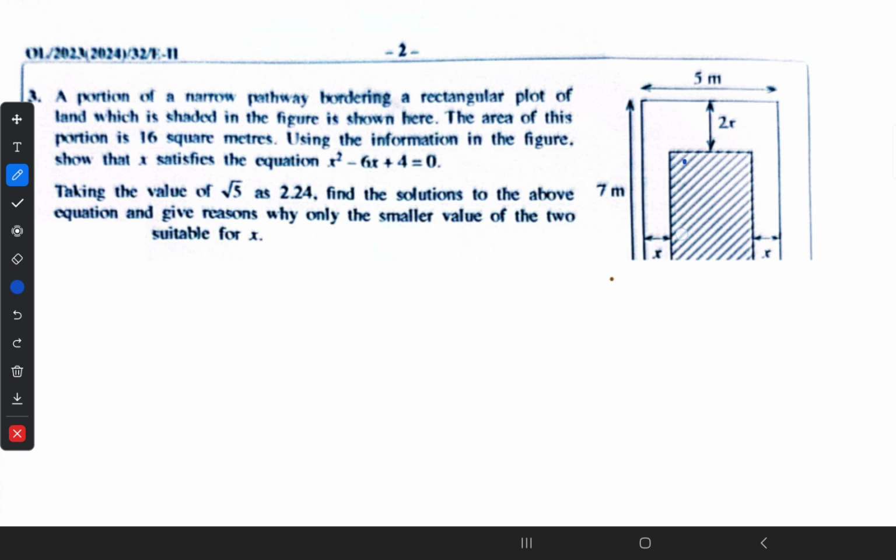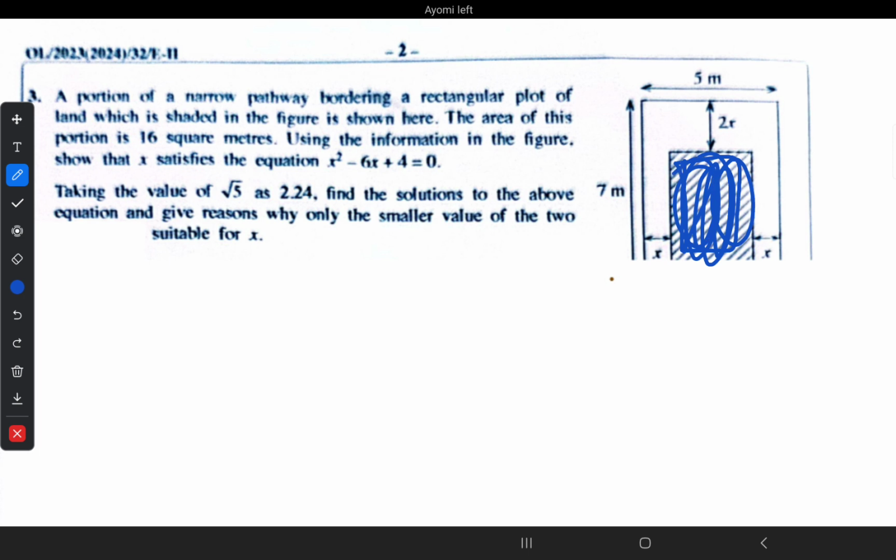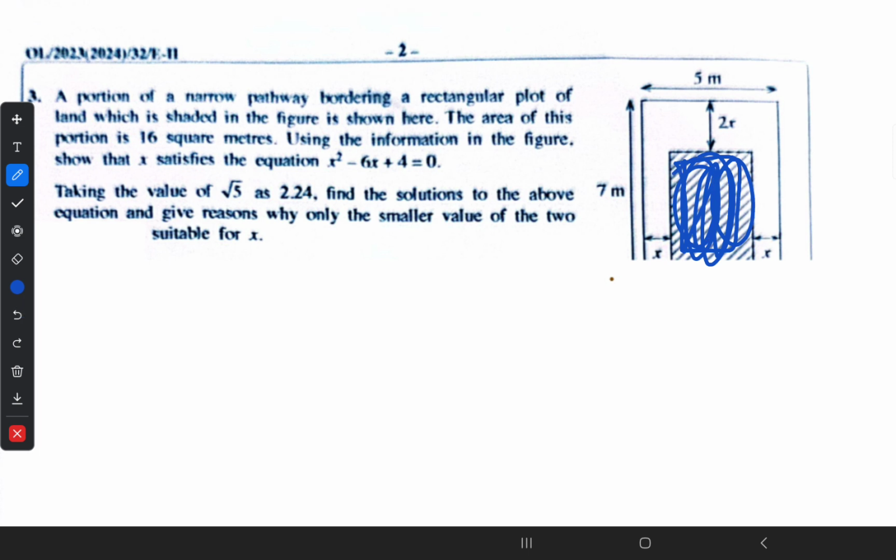The land was the shaded region, the blue-colored one. This was our land. The area of this portion is 16 square meters, and using the given information we have to show that x satisfies the given equation.